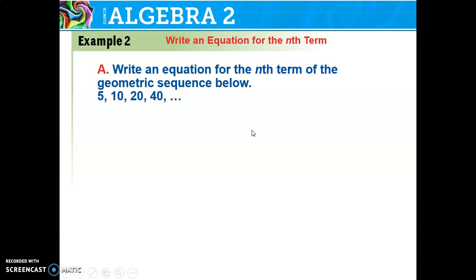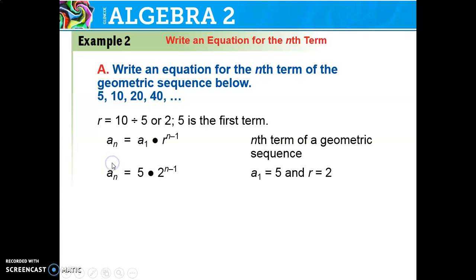Write an equation for the nth term of the sequence below. What do we need to know? We need to know the first term, which is 5. We also need to know the ratio. What are we multiplying by every time? If you want to know the ratio, just divide any two consecutive terms. 10 divided by 5 is 2. 20 divided by 10 is 2. 40 divided by 20 is 2. So therefore, we know the ratio is 2. And then we can substitute first term times 2 to the n-1 power, and that is the general formula that we can use then to find any term.